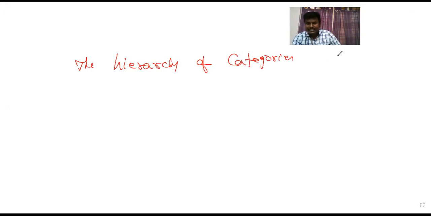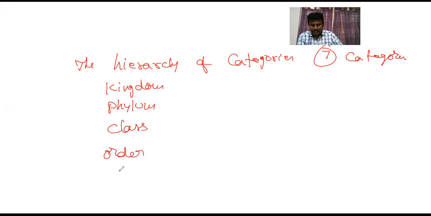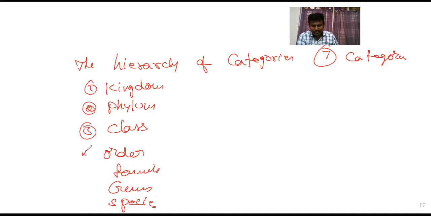consists of a descending sequence of 7 obligatory categories. They are kingdom, next phylum, next class, next order, next family, next genus, finally species. Like this, 7 obligatory descending sequences. From kingdom to species, the number of characters decreases.